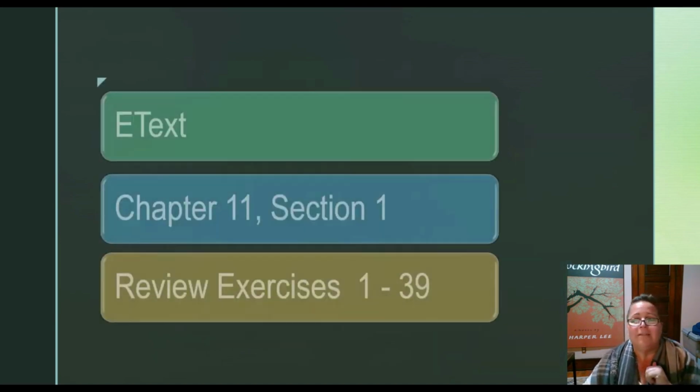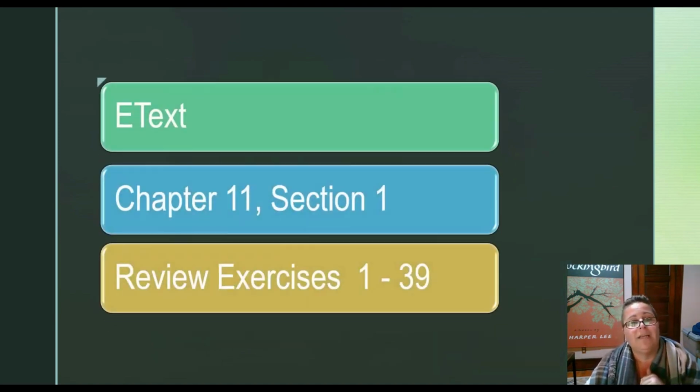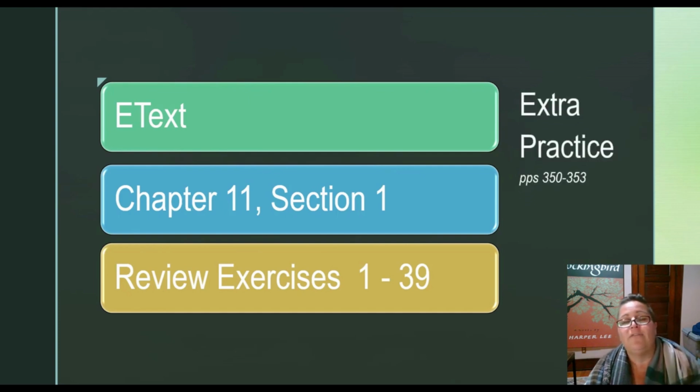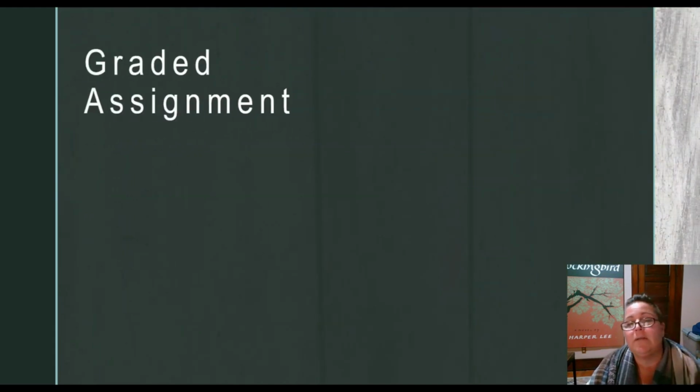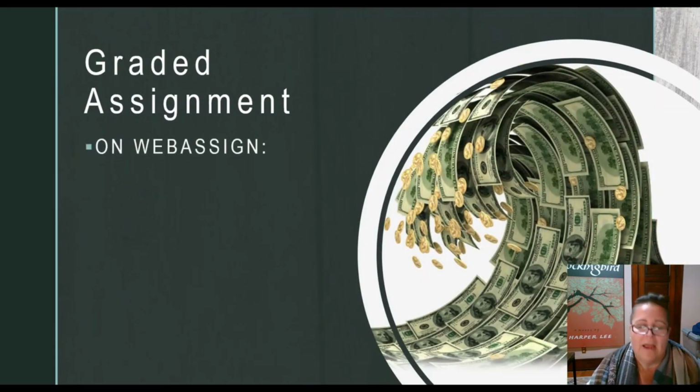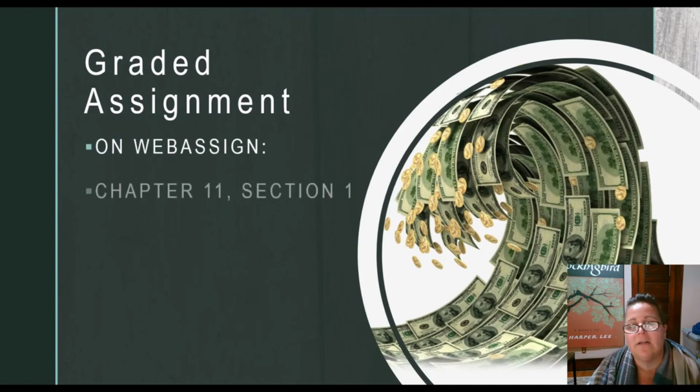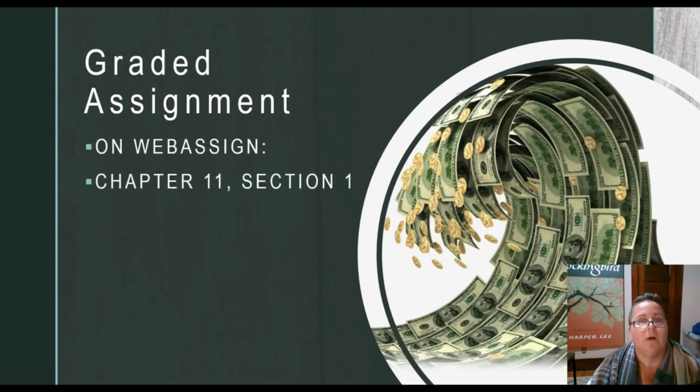There is extra practice. This is Chapter 11, Section 1. It is at the end of the section in your e-text. There are, I believe, 39 review exercises. You could do as many or as few of those as you like. And if you have a physical copy of the textbook, I believe this is pages 350 to 353. If it is not, it will still be at the end of Chapter 11, Section 1. There is, of course, a graded assignment that goes along with this presentation. It is located on WebAssign and is oh so creatively titled Chapter 11, Section 1.